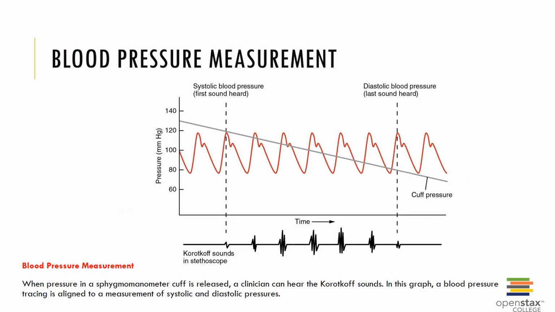Blood pressure measurement is shown here, and you will measure blood pressure using a sphygmomanometer and a stethoscope. When measuring blood pressure, you can also often auscultate the Korotkoff sounds. The first heart sound that is heard is systolic blood pressure, and the last heart sound that is heard is diastolic blood pressure.